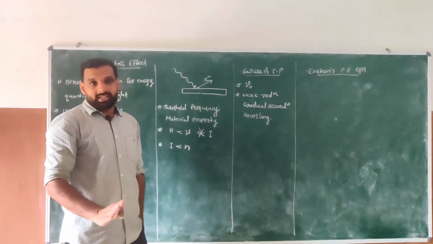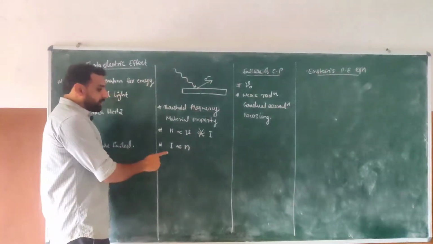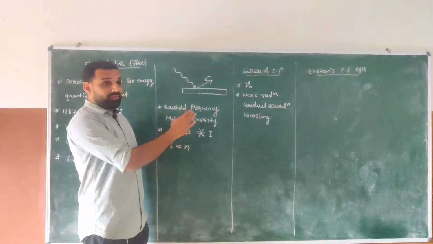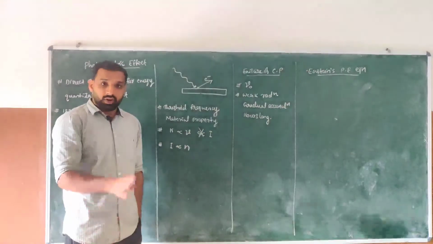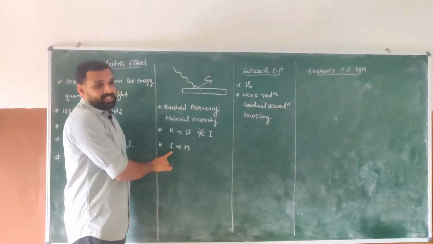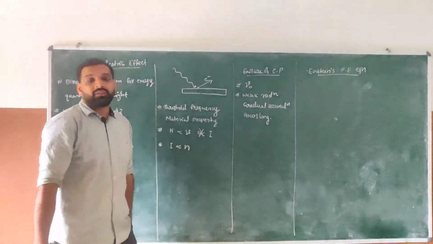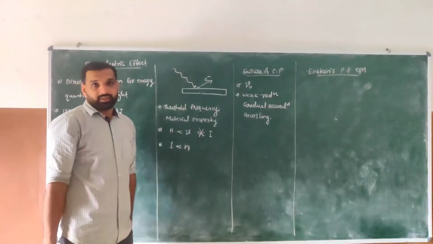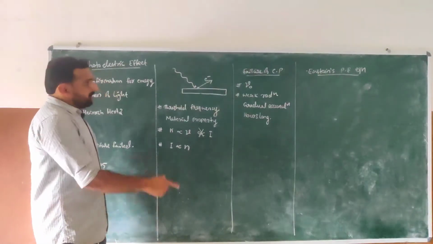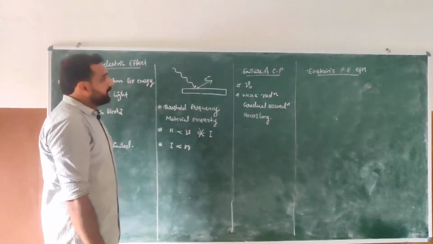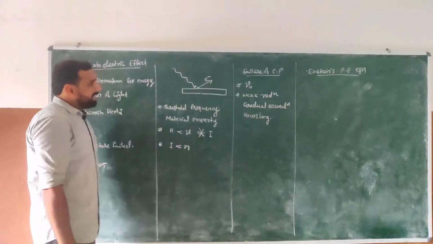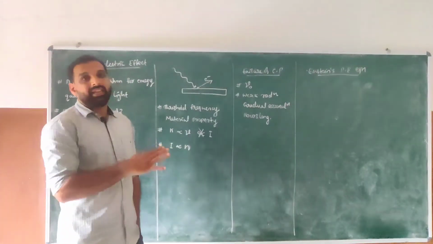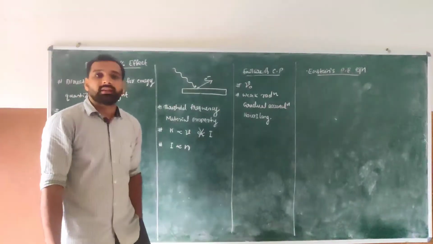So in short, kinetic energy is proportional to frequency and is not dependent on the intensity of the radiation. Another observation is that if we increase the intensity, the number of ejected electrons will increase. In fact, intensity is proportional to the number of photoelectrons. So these are the observations, and based on this, classical physics tried to make an explanation, but it was a complete failure.